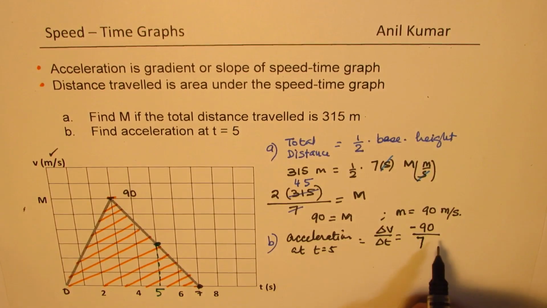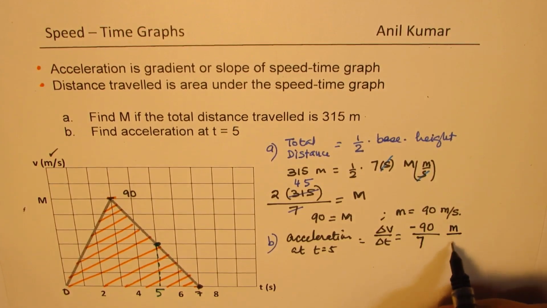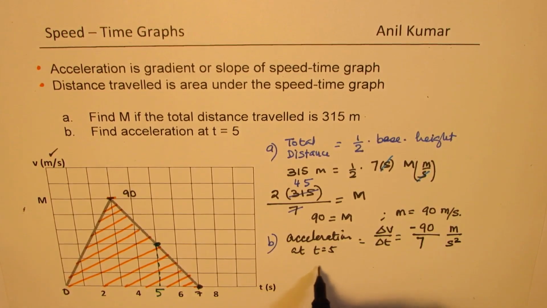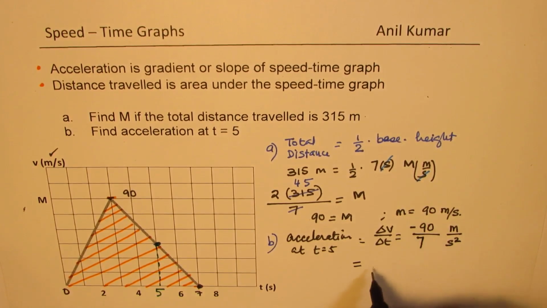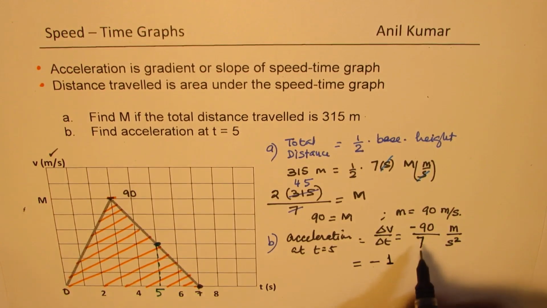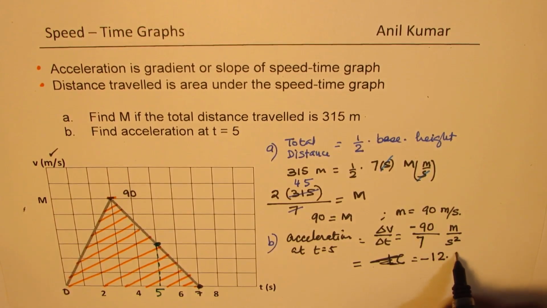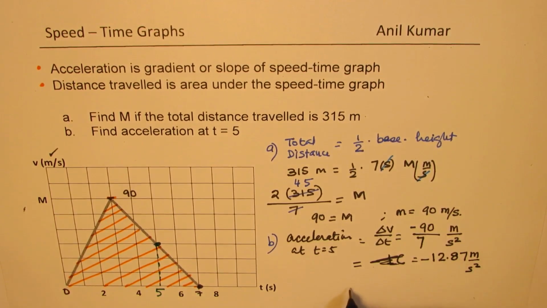So that becomes the acceleration. It is negative. Units will be meters per second squared, right? So dividing by 7, we get negative 90 over 7 meters per second squared, which you could approximate to minus 12.9 meters per second squared.